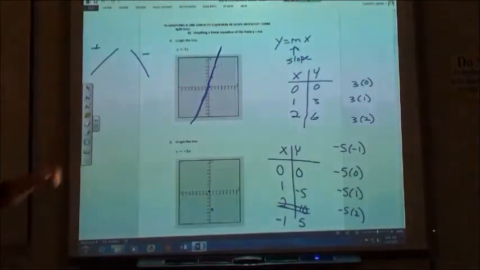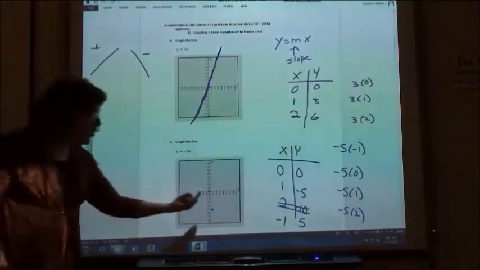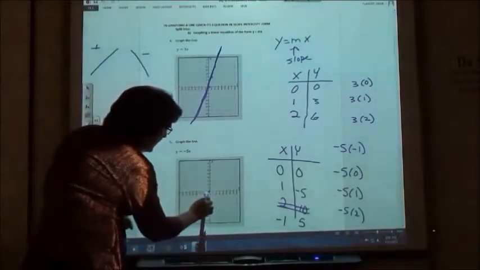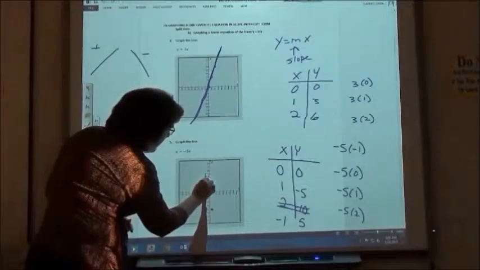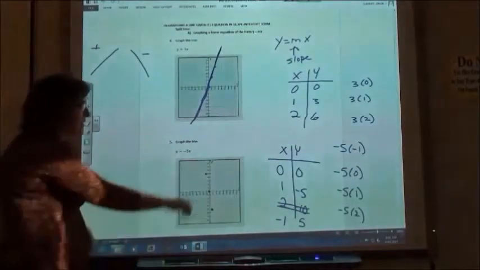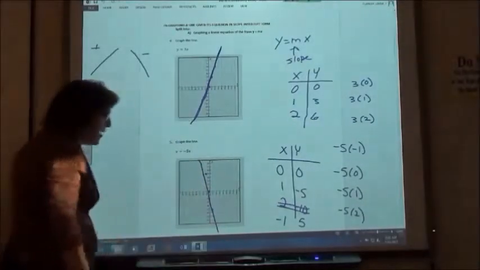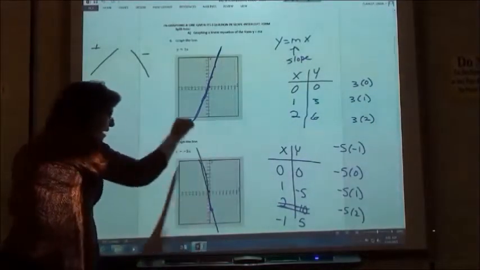And then I'm going to do negative 1, 5. So I'm going to go 1 to the left and up 5, right? Back to negative 1 and up to 5. So that when I connect my dots, since my slope is negative, I should be going downhill, if I could draw straight, as I go from left to right.